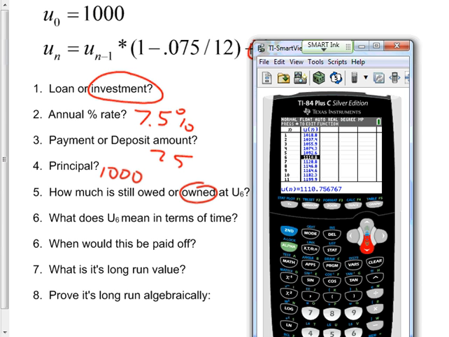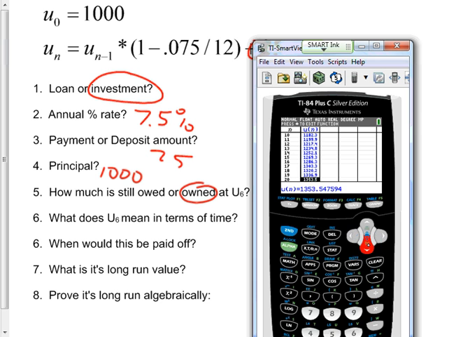When does this get paid off? That's kind of an irrelevant question on an investment. I guess you could say never, but it wasn't a loan. Number 7, what's its long run value? Well, if you just keep arrowing down, you'll see its long run value, and it looks like it's starting to zero in on that $1,200 range, maybe 13.